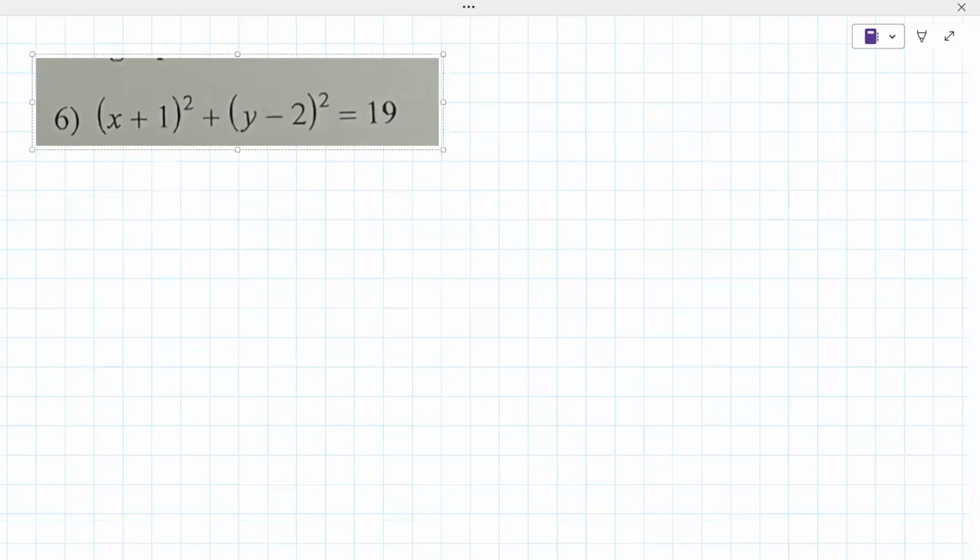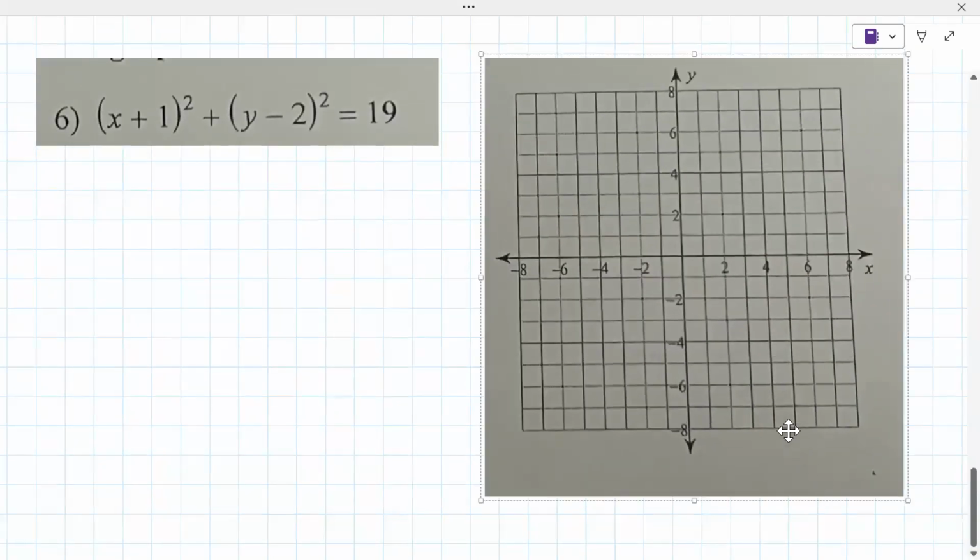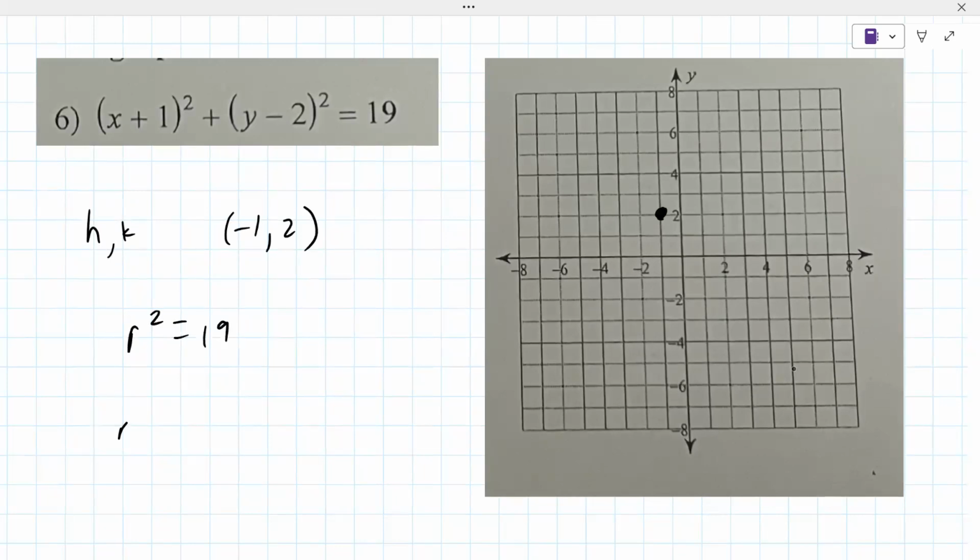So can you give me the center of this circle, please? Oh, -1 and 2. Yeah, -1, comma 2. So right up there. The radius squared is 19, so the radius is the square root of 19. You want to remember that the square root of 16 is 4, and the square root of 25 is 5. So it's somewhere between there.